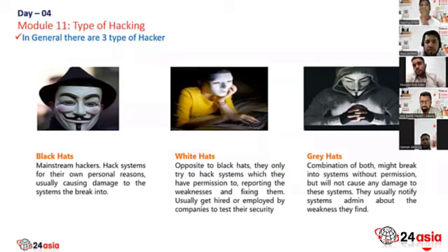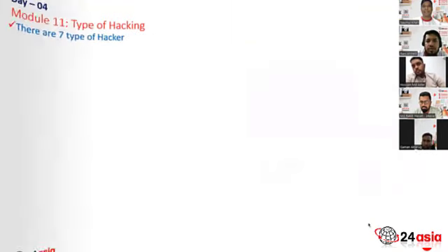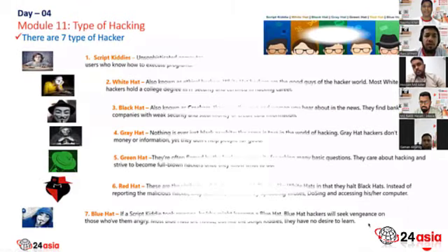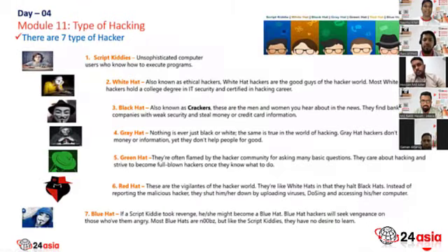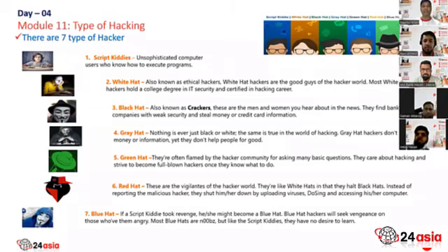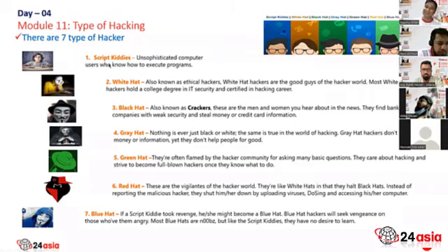So now, in general there are 3 types of hacker, but in the real world we have 7 different types of hacker. Who are the 7? The easy way to remember is by color: you have a white hat hacker, a black hat hacker, a gray hat hacker, a green hat hacker, a red hat hacker, and a blue hat hacker. So these are 6 different colors of hacker, and we have one more hacker called the script kiddie. Okay, so these are the 7 different types of hacker that we have in this world.